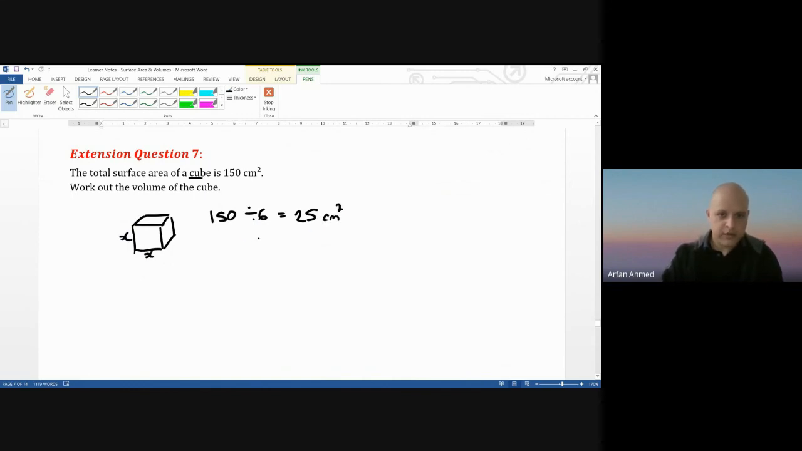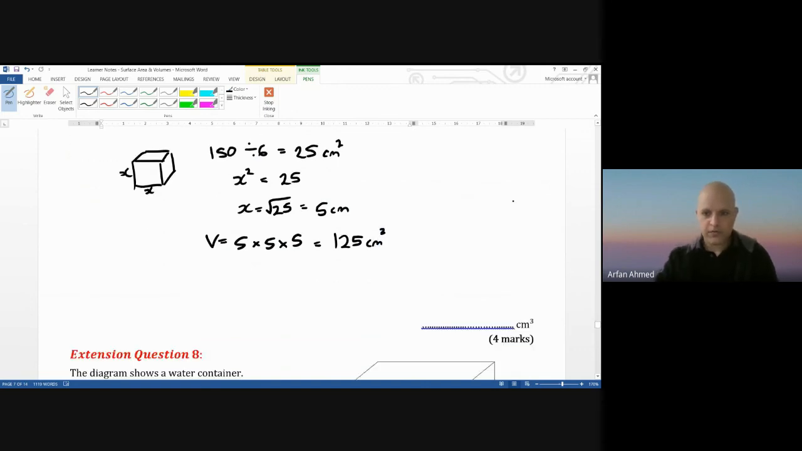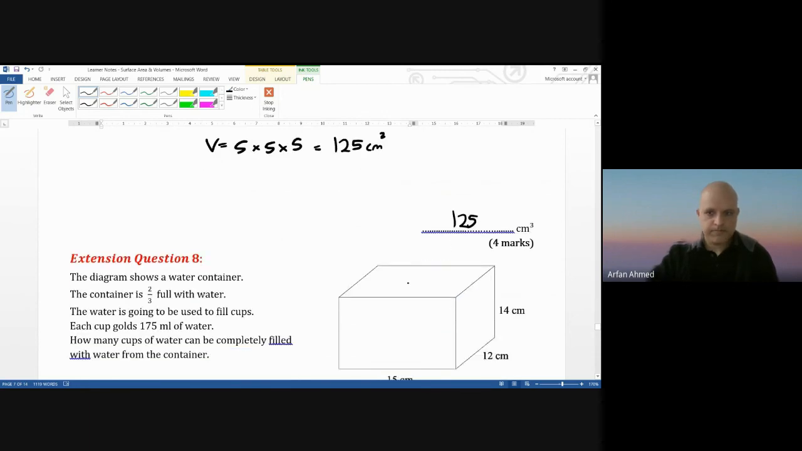Let's call that x. So x squared is equal to 25. What's x going to be? Square root, which is 5. Okay, so the volume is going to be 5 times 5 times 5. 125 centimeters cubed. Let's write that there. Dead easy.